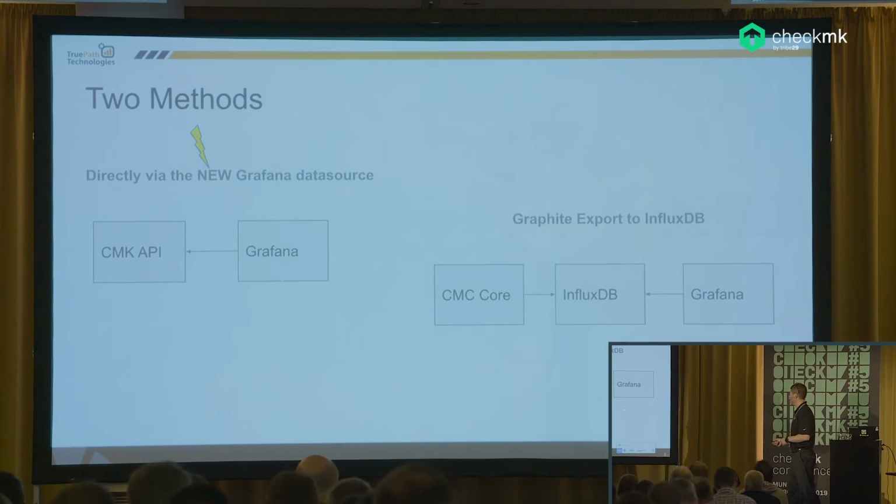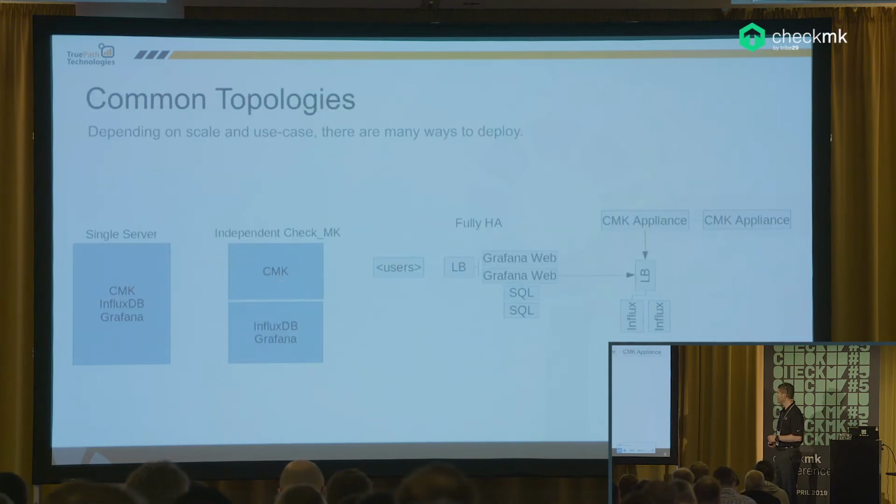This is sort of how it looks today, right? CMC core, InfluxDB, Grafana does that, and Lars is going to end up showing us how we can do this. So we're going to have the new Checkmk as a data source. Question becomes, how do we set this up?